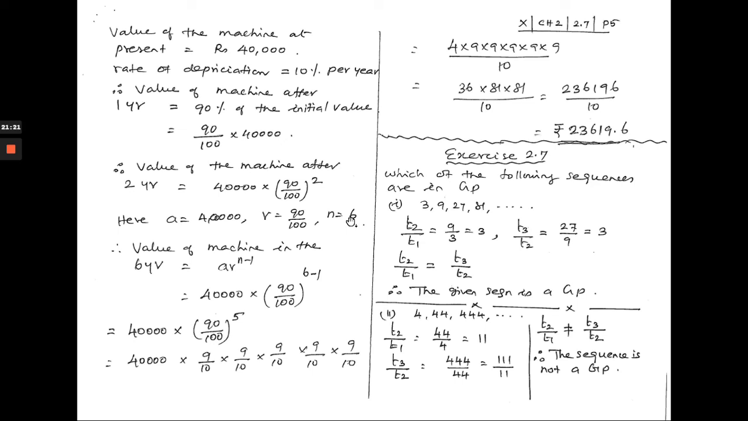So the value of the machine after 6 years is T6, which is A R power n minus 1. A is 40,000, R is 90 by 100, whole to the power n minus 1, 6 minus 1 is 5. So 40,000 into (90 by 100) whole to the power 5. So 40,000 into 9 by 10, 5 times, which is equal to 23,619.6. So the value of the machine after 6 years is 23,619.6 rupees.